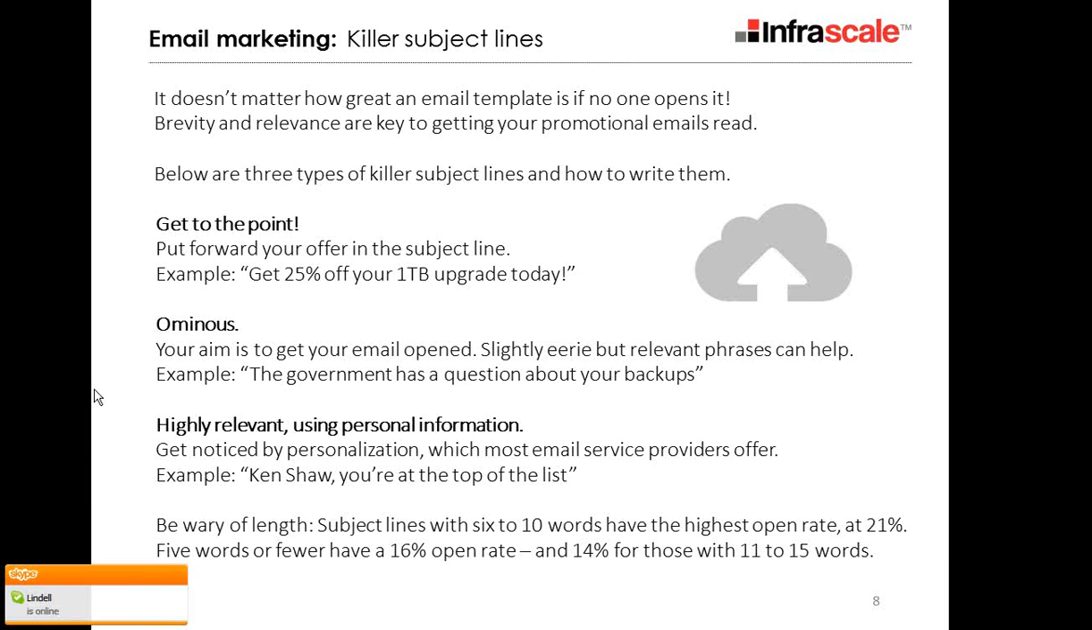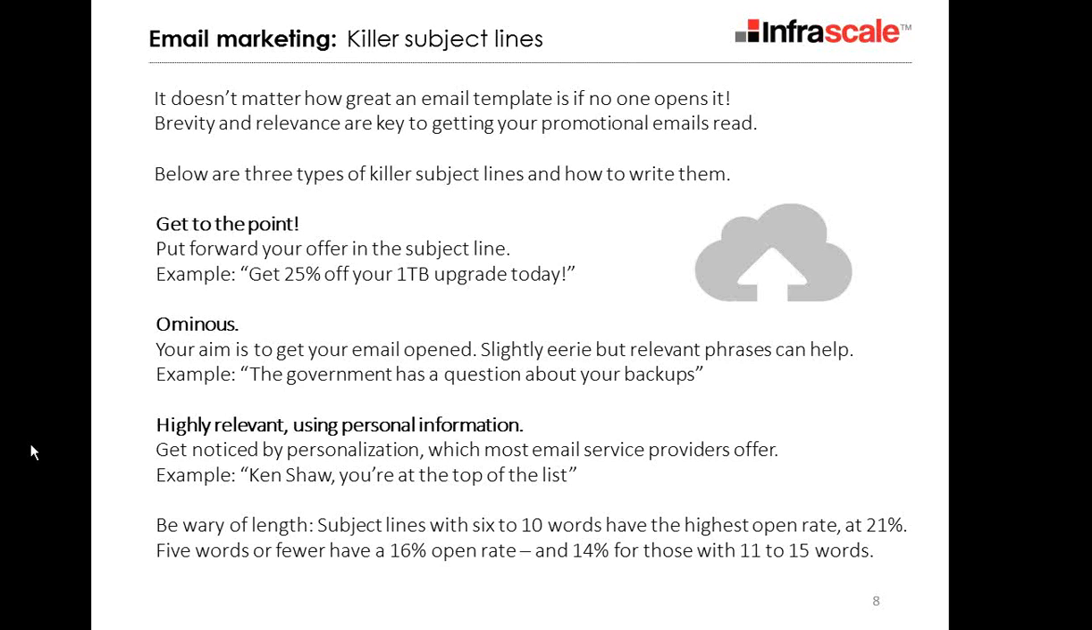Highly relevant, personalized emails. That's another great example. You can really get noticed with personalization. Most email service providers do offer this. We'll talk about email service providers on the next slide. But the example here would be, Ken Shaw, you're at the top of the list. Between these 3 types of email subject lines, they statistically get very high open rates and they're just very common types of email subject lines that you could consider using.